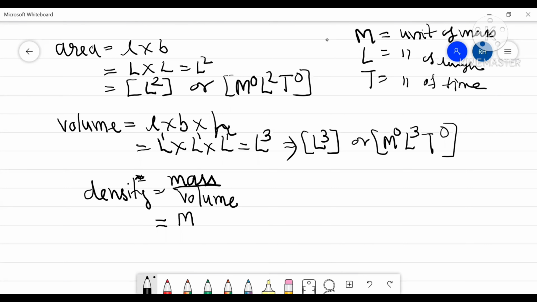Mass, if we are writing the unit of mass, capital M. Volume, we are writing L cube. And then we can write in dimension form. M raised to 1, L raised to minus 3, T raised to 0. Good. Okay. This is the way we are finding the dimensions of it.